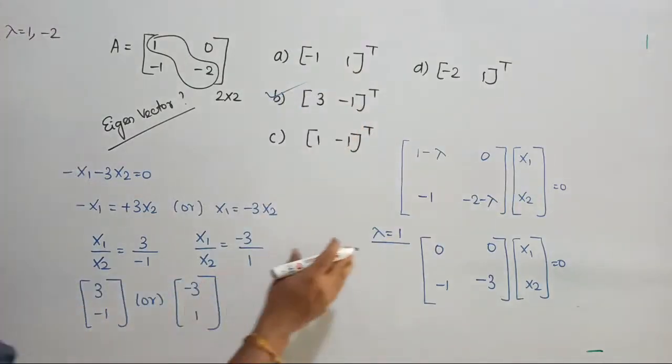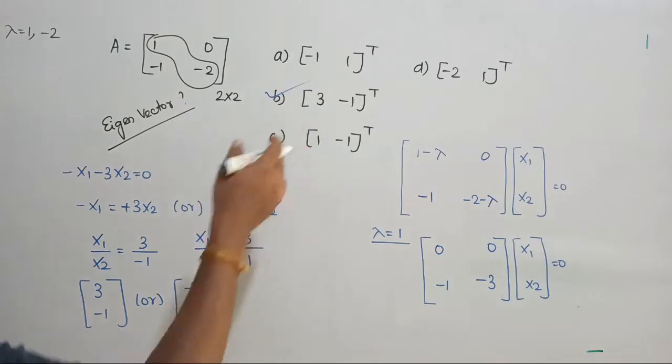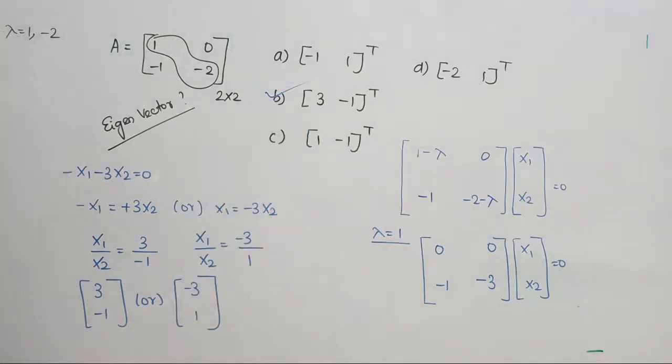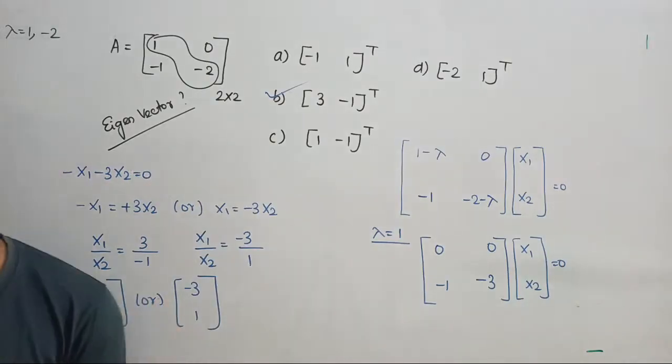Anyway, obtaining the second eigenvector is also very important because we don't know what the other options are here, so we check them. Anyway, we got the answer for the first one. Let us proceed with the second eigenvalue, lambda equal to minus 2. Let's try and find the eigenvector for that one also.